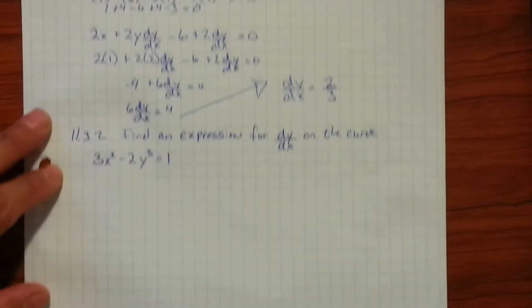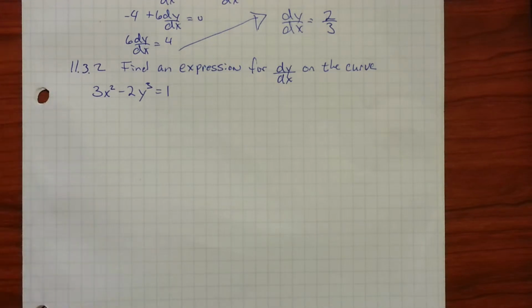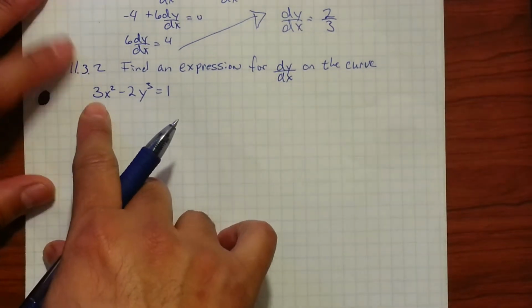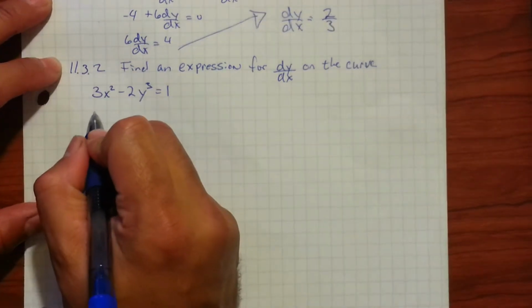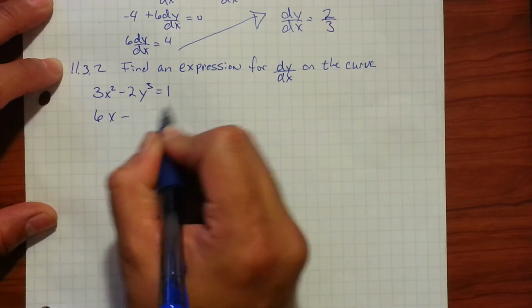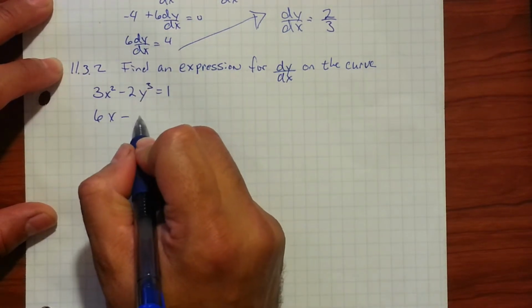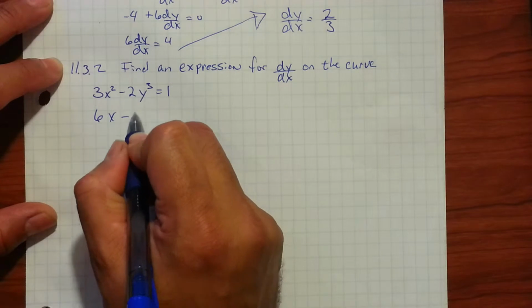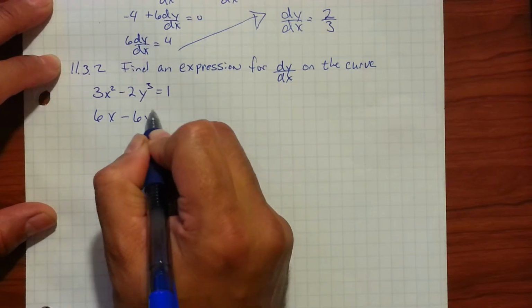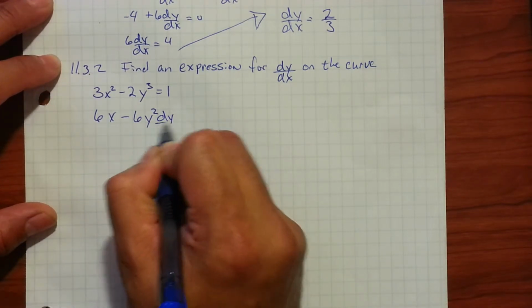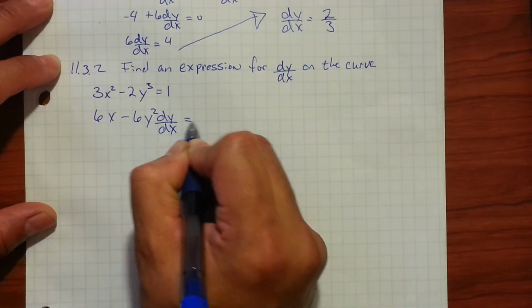Now let's take a look at this next problem right here. Find an expression for dy/dx on the curve right there. So I'm just going to find an expression, get dy/dx by itself. Let's go ahead and take the derivative of this, which is going to give me 6x minus, the derivative of this is going to be minus 6y squared dy/dx equals 0.